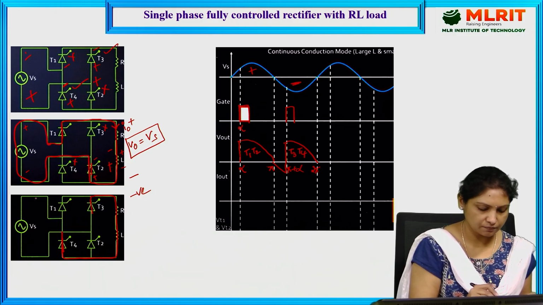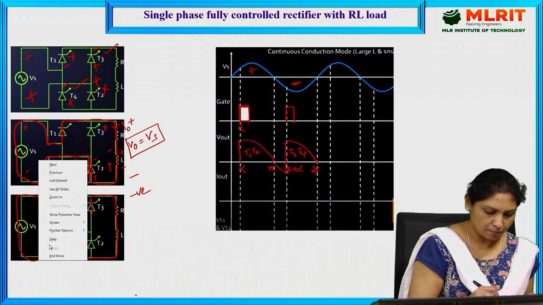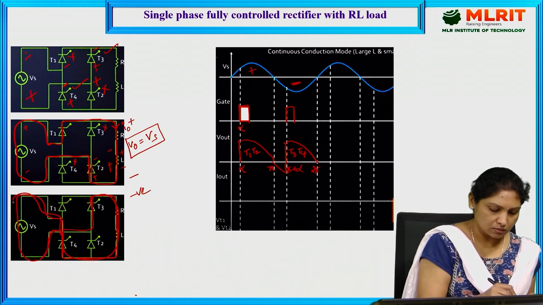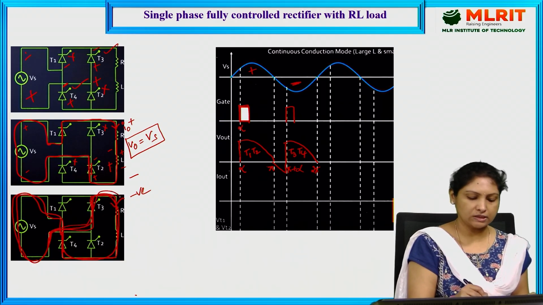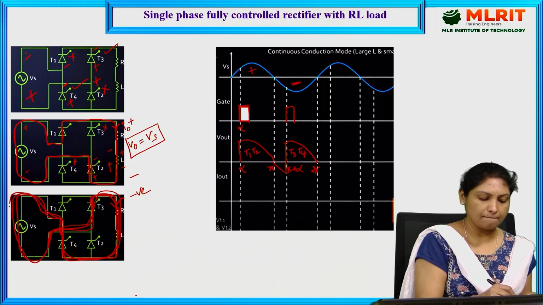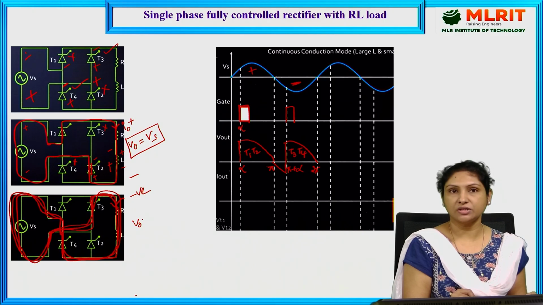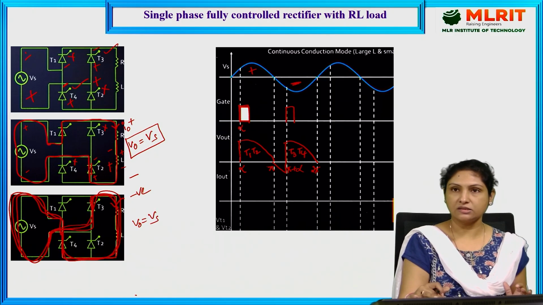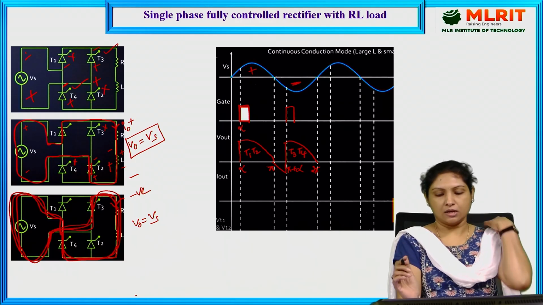supply voltage. This is how it is conducting the current through the load. T3, T4 and back to supply. And that is how we are getting output voltage equal to Vs when T3 and T4 are short circuited. And that is the reason here output voltage waveform is just similar to that of supply voltage.